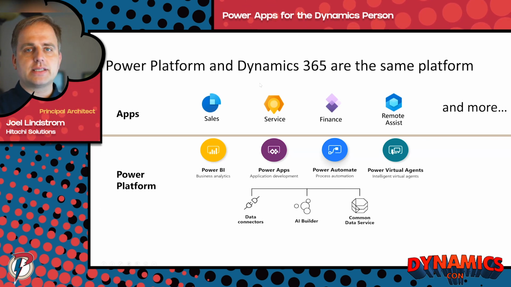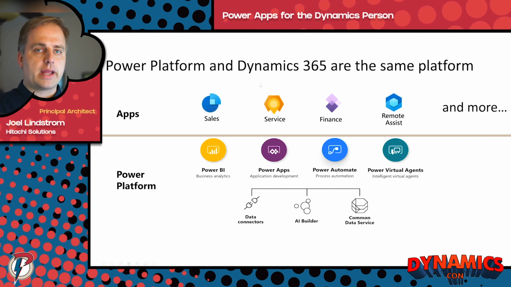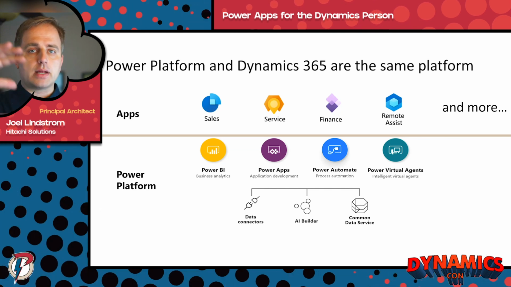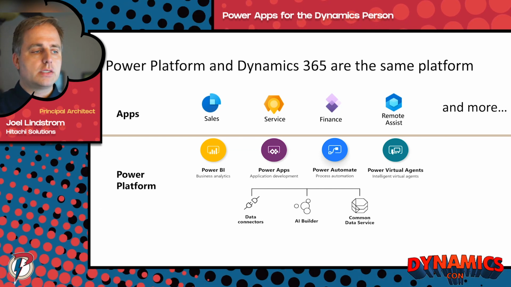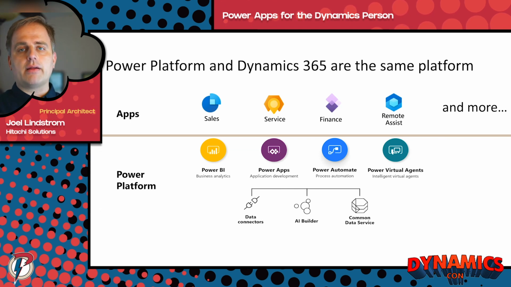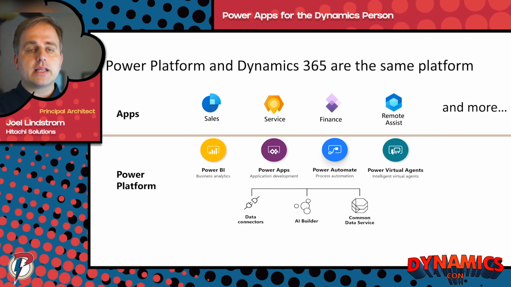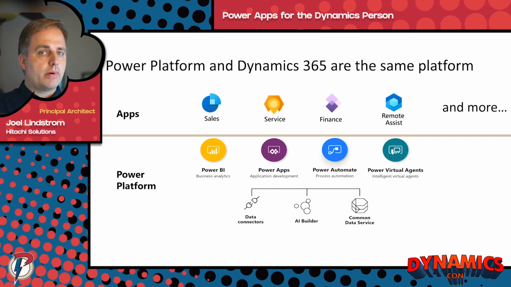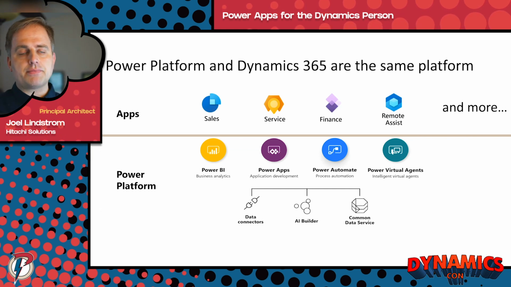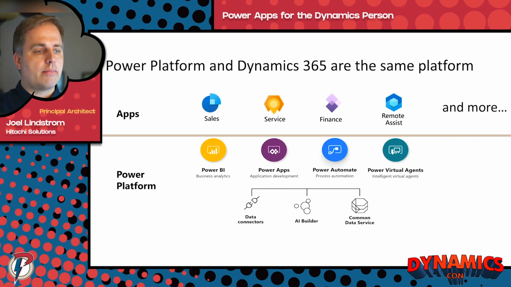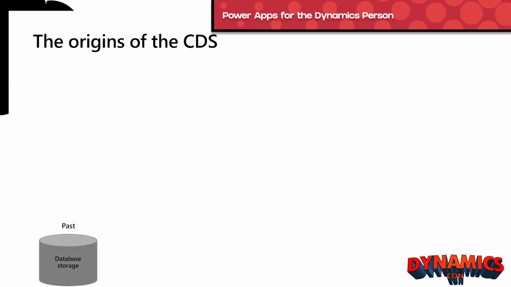And then Dynamics 365, specifically the customer engagement type apps, are simply the first-party apps built on top of the Power Platform. So you're using Sales, Customer Service, Finance, Retail, other things like that. You're using the Common Data Service. And if you build custom model-driven or Canvas apps, or you build flows, those all leverage the Common Data Service as well. So what is the Common Data Service? Is it something new? No, you're using it today if you're a Dynamics person.